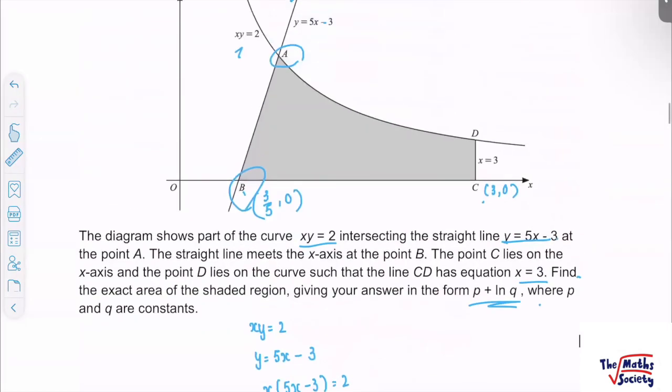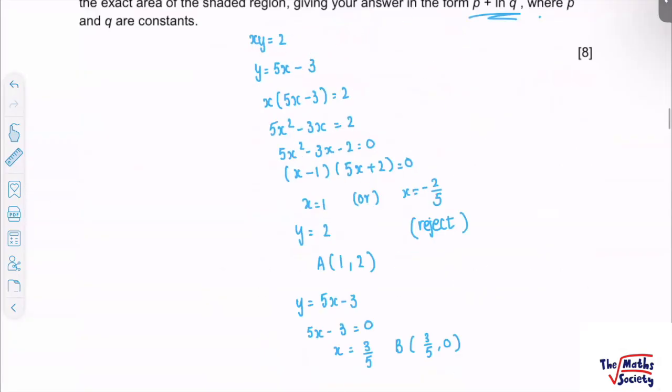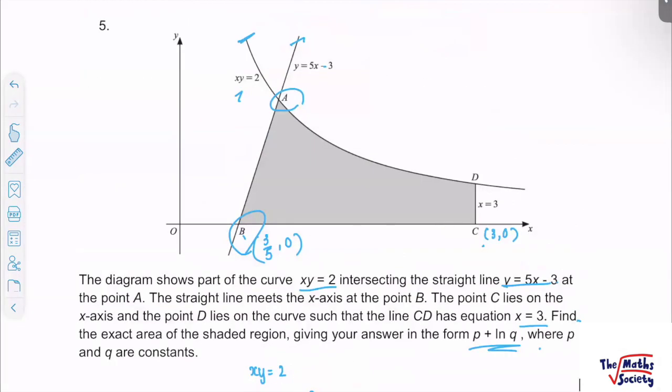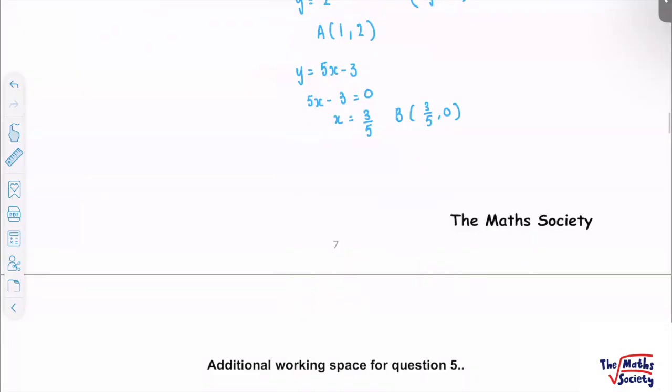And then we need to find the shaded area, which is going to be a triangle, half base times height, with the integration. So let's find this. The integration is going to be from 1 to 3. So we're going to find the triangle first. Let's just do this triangle, half base times height.